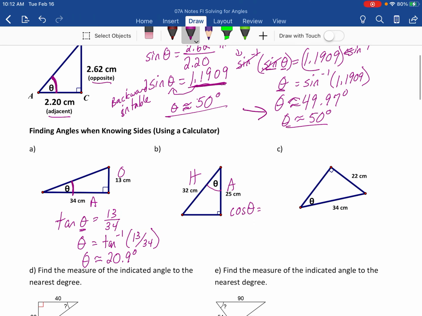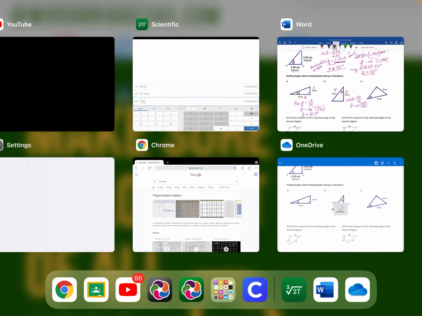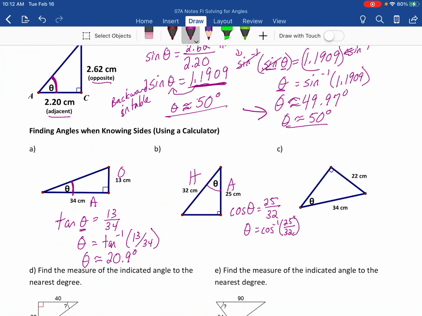Okay, this one right here, here's my adjacent and my hypotenuse. So I'm going to use my cosine. So I know the cosine of my angle is going to be equal to my adjacent side, which is 25, over my hypotenuse, which is 32. So in order to find my angle, I find the inverse cosine of that ratio. Okay, and you can go through, put it in your calculator, and you get theta is approximately 38.6 degrees. And make sure you don't forget the degree symbol.